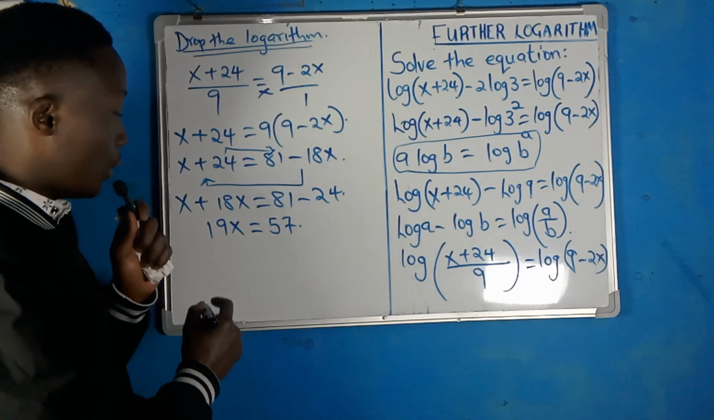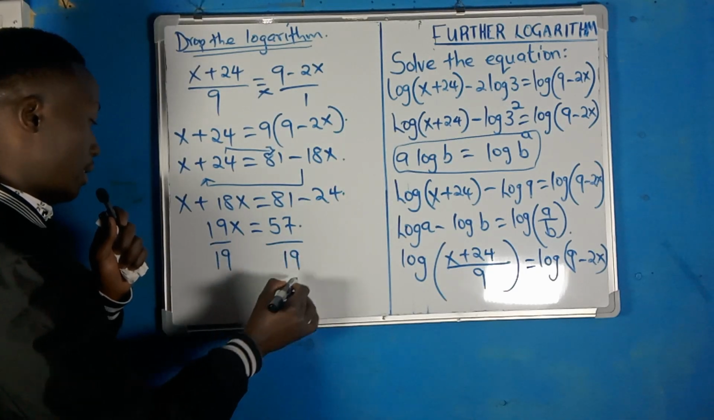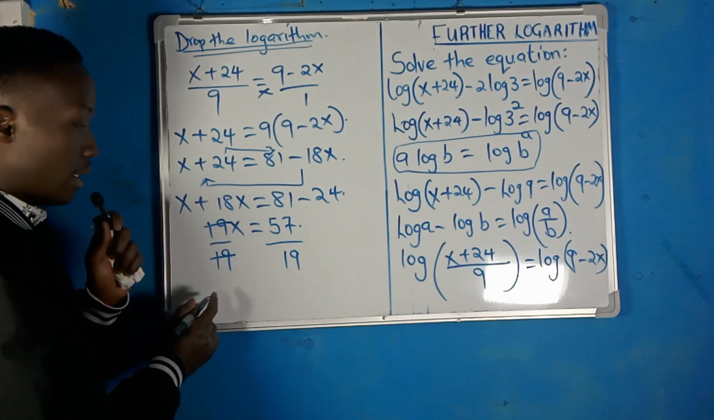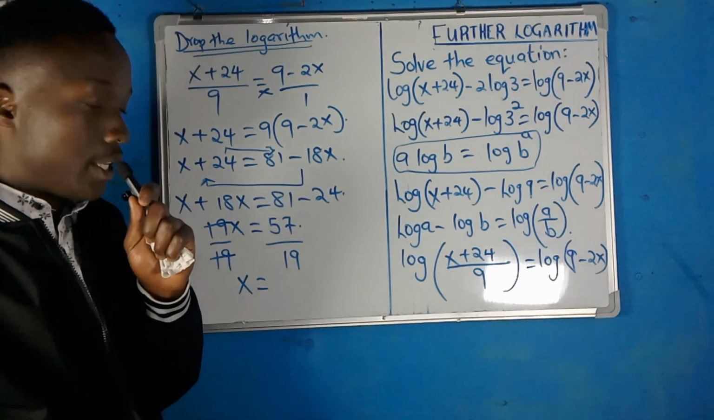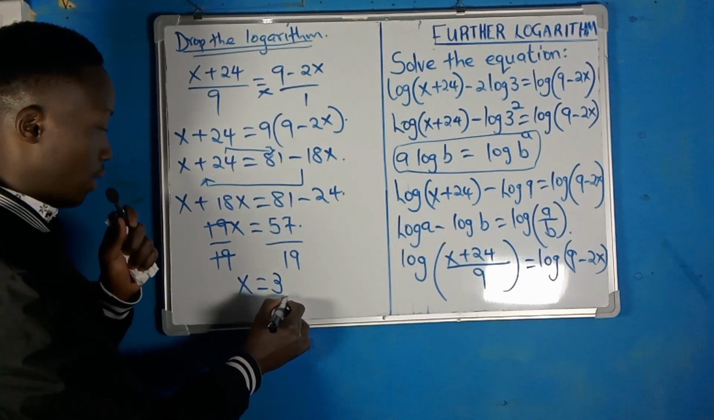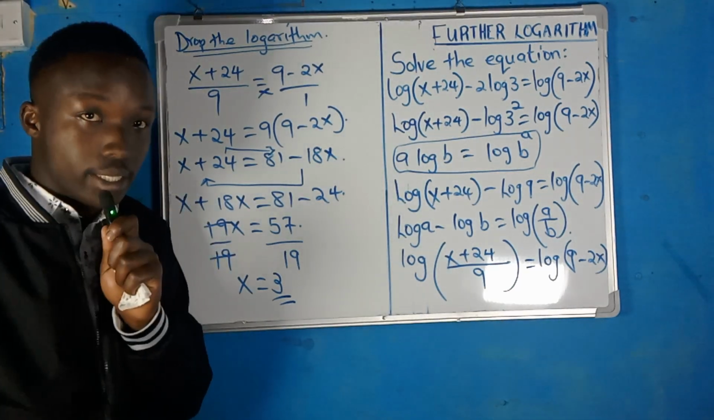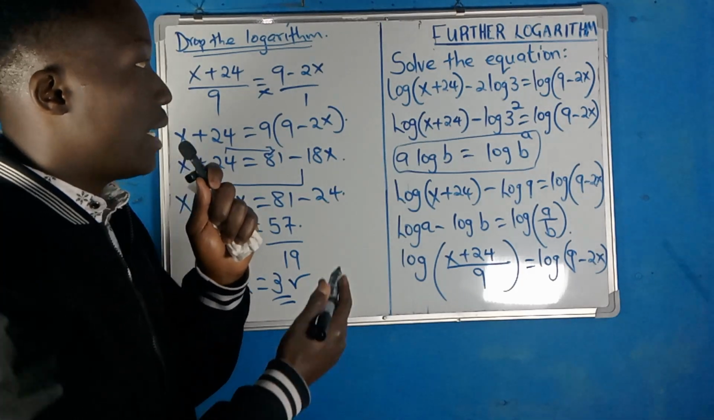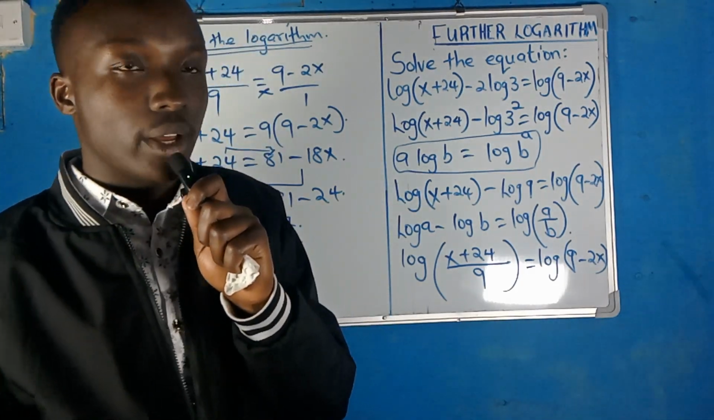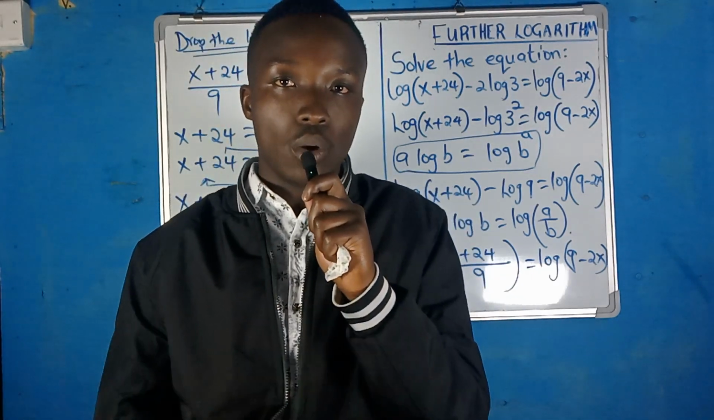Therefore, we are going to divide both sides by 19. Once we cancel on that side, we are left with x. 57 divided by 19 is equal to 3, and we have solved our equation. That is how we determine the value of x in situations where we have been provided with logarithms.